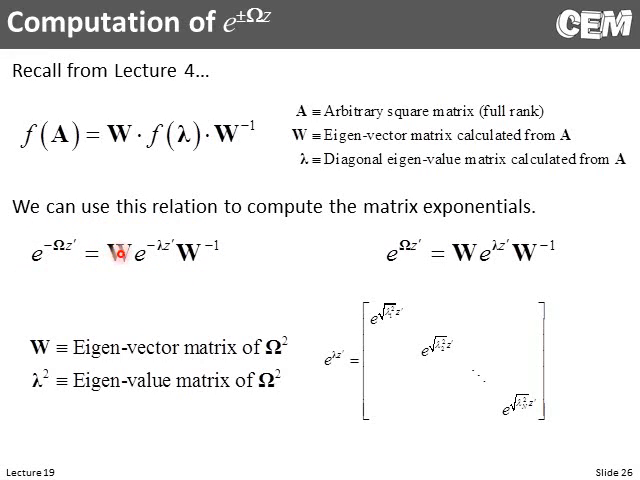So W now is the eigenvector matrix of omega squared, and lambda squared is the eigenvalue matrix of omega squared. So we also have to take the square root of it. But we can convert our exponential, or we can come up with a matrix form of that exponential this way. So just remember, W are the eigenvectors of omega squared. Lambda squared are the eigenvalues of omega squared. So this exponential is simply e to the square root of our eigenvalues squared times z. And that runs down the diagonal.